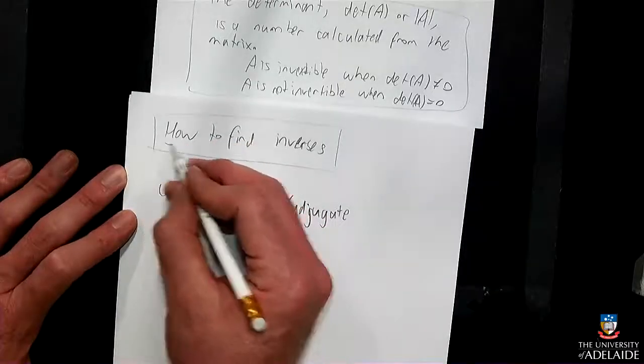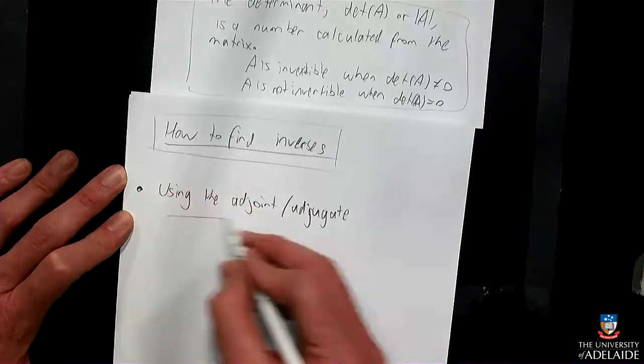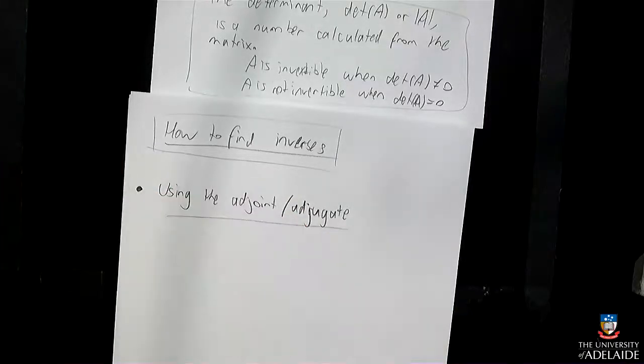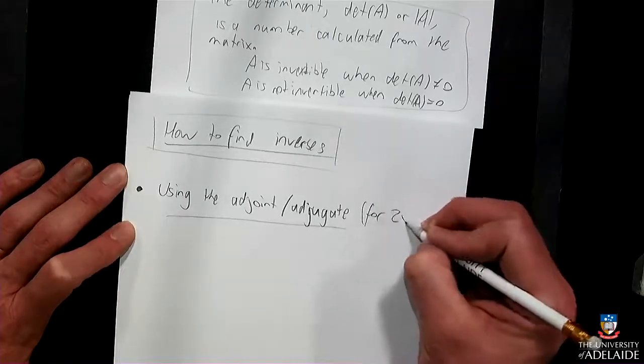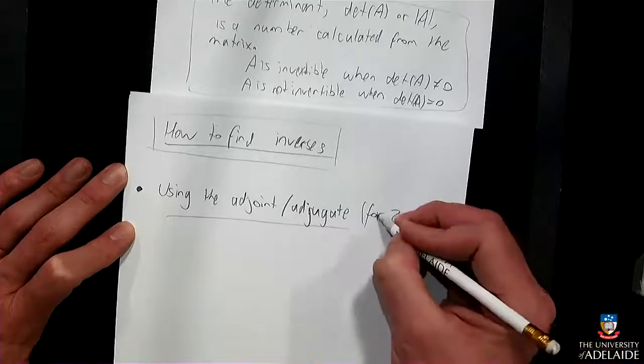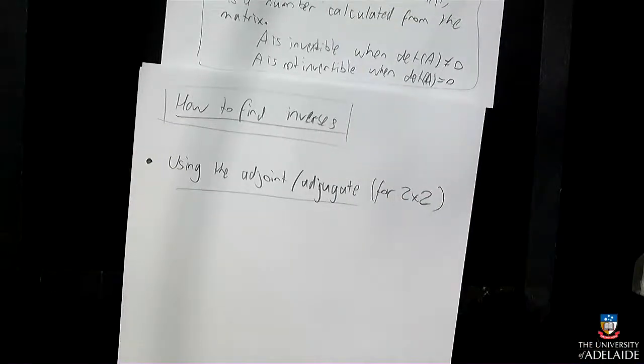So, how to find inverses using the adjoint or adjugate. Now, this process will work for any sized matrix, but I'm only going to show you how it works for a 2 by 2. It is possible to reconstruct how this works for really big matrices, it's just that it becomes really, really difficult to do for larger matrices. So I'm only going to show you for 2 by 2. Okay, so here we go.